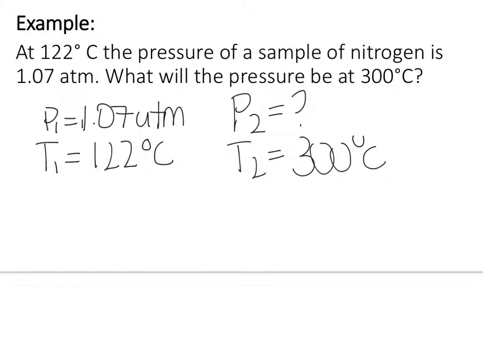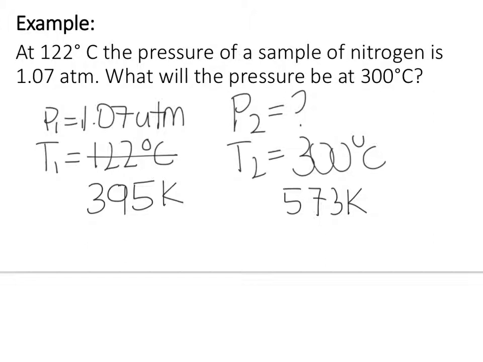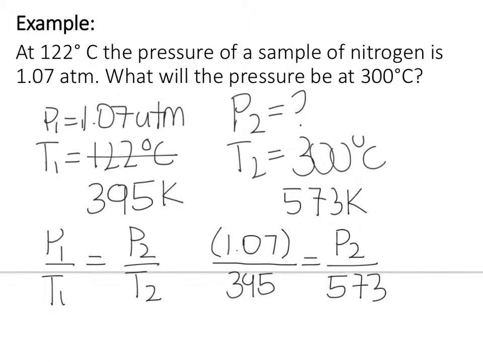Hopefully you remember that we need to actually convert these to Kelvin. So if you already solved this and you didn't, well, fix that. When you get these to Kelvin, though, you get 395 Kelvin and 573 Kelvin. So our equation is P1 over T1 equals P2 over T2. If we plug in our values, we get 1.07 over 395 is equal to P2 over 573. I'm pausing it because that way I've got more time to get my stylus to work. Anyways, do some more cross multiplying, and our final answer is 1.55 atm.